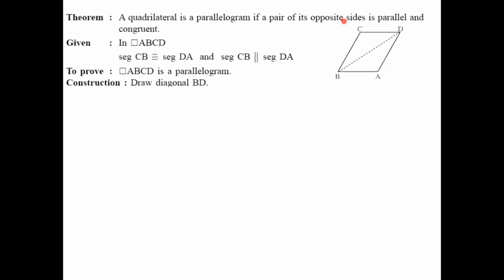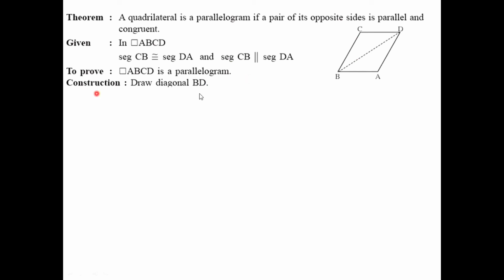Now let us consider the next test of a parallelogram. A quadrilateral is a parallelogram if a pair of its opposite sides is parallel and congruent. So for that, let us consider a quadrilateral ABCD. It is any quadrilateral, and it is given that segment CB is congruent to segment DA, which is a pair of opposite sides. And it is also given that segment CB is parallel to segment DA. Again, the same pair of opposite sides is given to be parallel. From this, we have to prove that quadrilateral ABCD is a parallelogram.